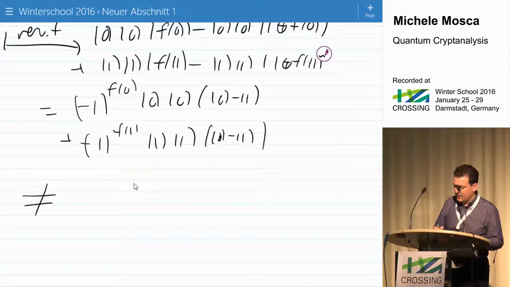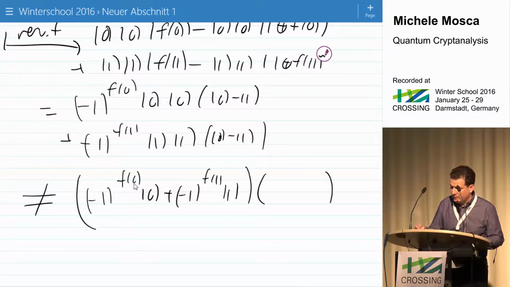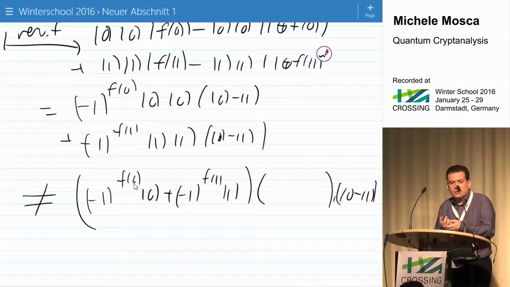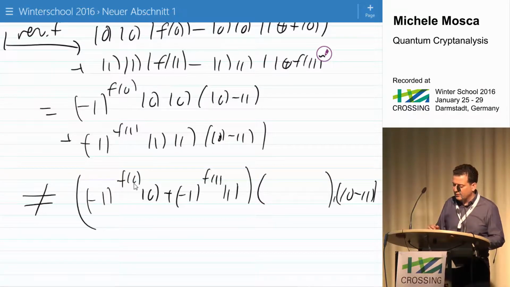This does not factor as, for example, minus 1 to the f at 0, 0, plus minus 1 to the f at 1, 1, tensor anything, tensor 0 minus 1. This is an entangled state, very much like a 0, 0 plus 1, 1, or 0, 0 minus 1, 1. It doesn't factor into this Hadamard state, so it's not going to work out nicely.